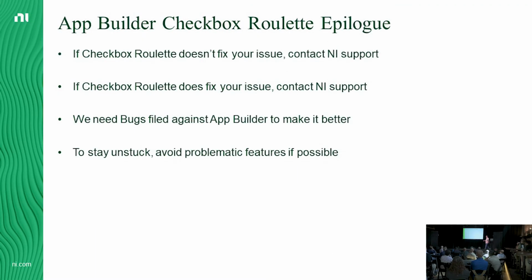So the epilogue to this is, if checkbox roulette doesn't fix your issue, you're pretty much going to have to contact NI support. If checkbox roulette does fix your issue, please contact NI support. Please give us some code that can reproduce the issue that checkbox roulette fixed so that we can fix App Builder, because we shouldn't have to be playing checkbox roulette. We need bugs filed against App Builder to make it better. I understand we all have workflows where once we get the workaround, we really need to move on. But if possible, it would be great for NI to get that code so we can make App Builder better.